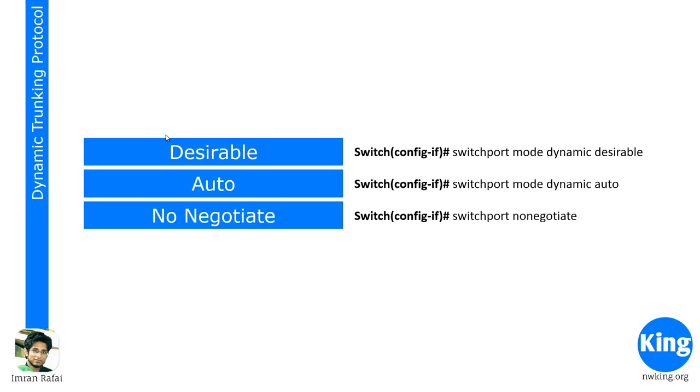So the ideal situation would be to switch off, or rather non-negotiate, by using this third command there, which says switchport nonegotiate. So use that command and disable DTP if you're not using it, right? So that's how you disable it.